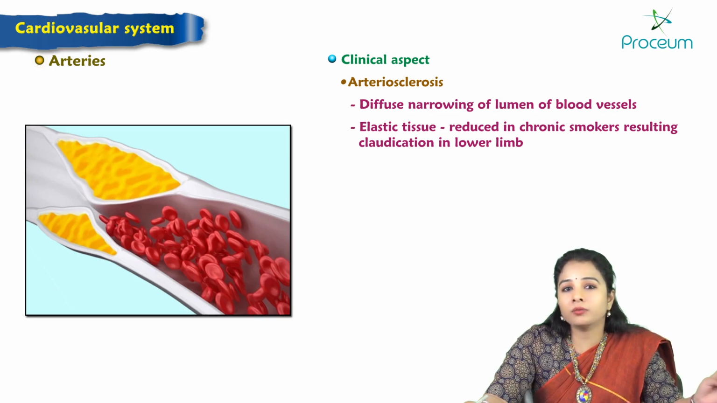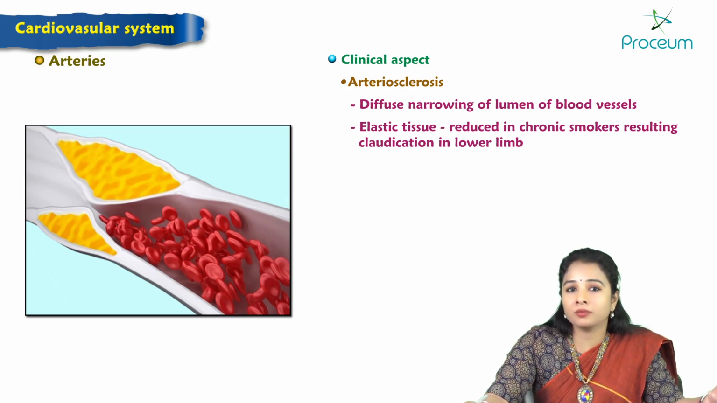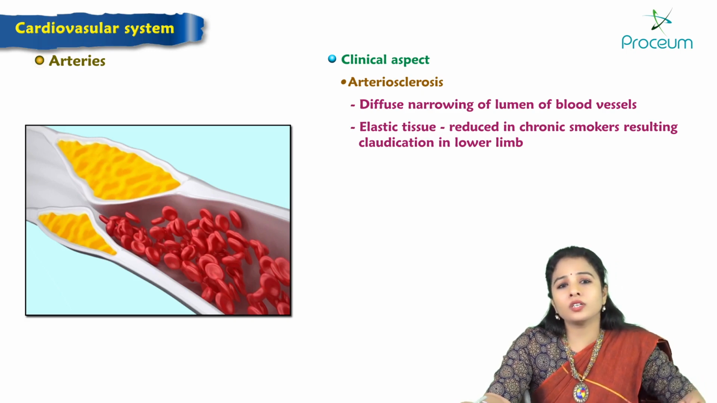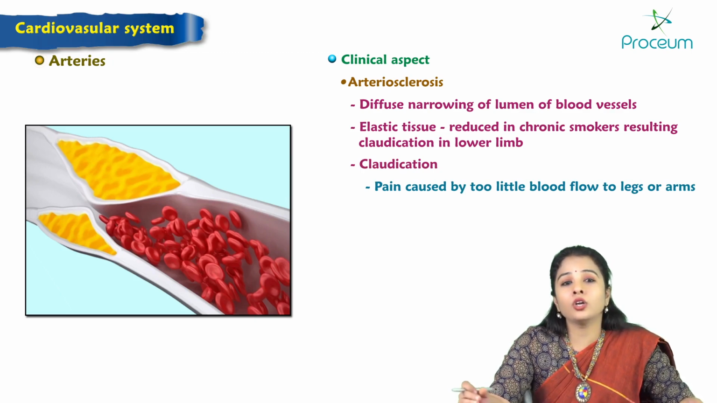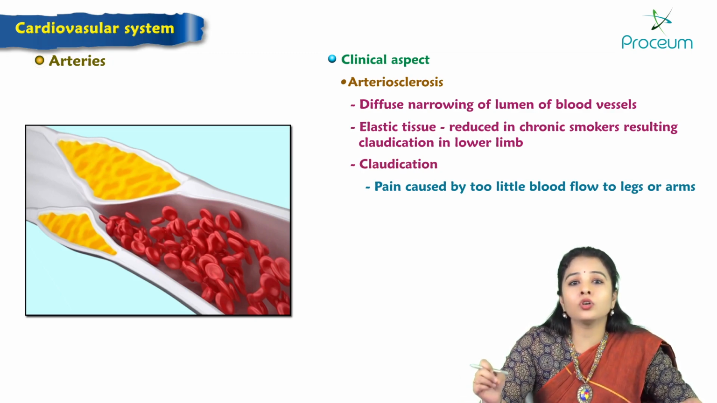In simple terms, arteriosclerosis is the hardening of the tissue where the tunica media gets hardened. Instead of muscle or elastic tissue, it becomes hardened. This condition is more common in chronic smokers because the elastic tissue reduces in chronic smokers and results in claudication in the lower limb. So what is this claudication? Claudication is the pain caused by too little blood flow to your legs.